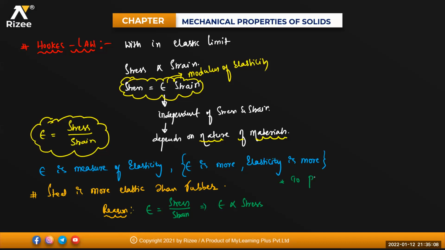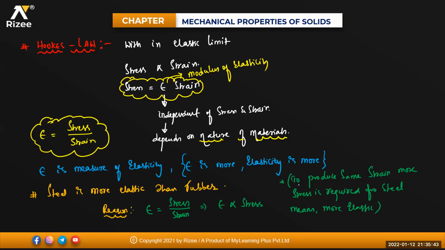To produce the same strain, more stress is required for steel compared to rubber. So if stress is more, what does it mean? Elasticity is also more. So it means more elastic. Done.